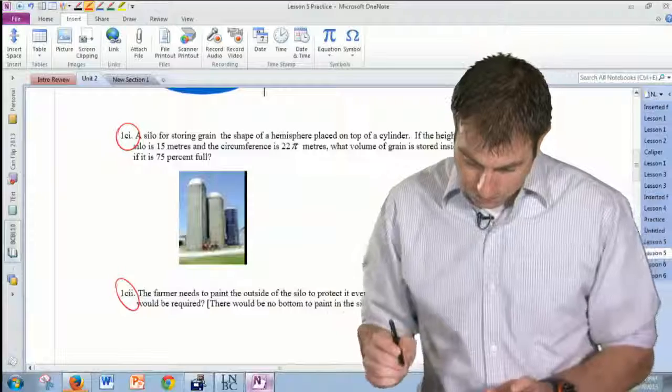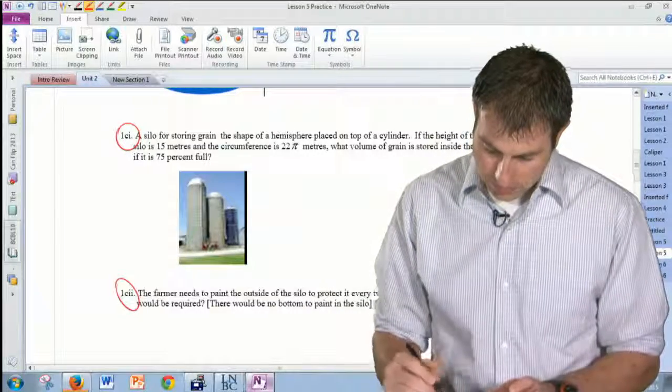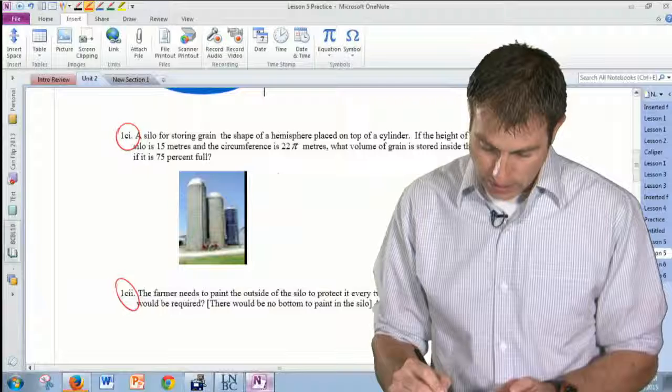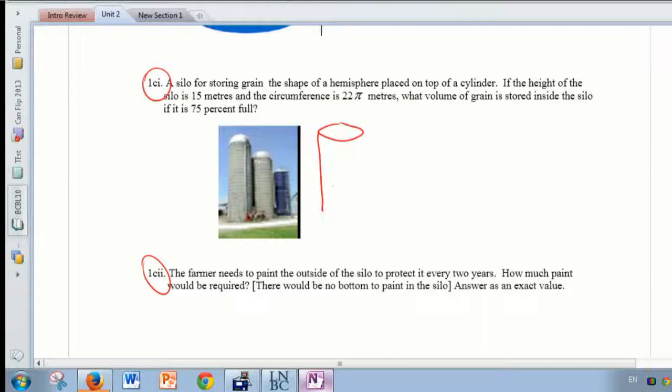Okay, so basically it's a cylinder with a hemisphere on top. So if we can imagine a cylinder looking like this, there we go. The height of the silo is 15 meters. And the circumference, if you recall, the circumference of a circle is the distance around the outside. So that blue line would be the circumference. And it's equal to 22 times pi. What is the volume of it if it is 75% full?